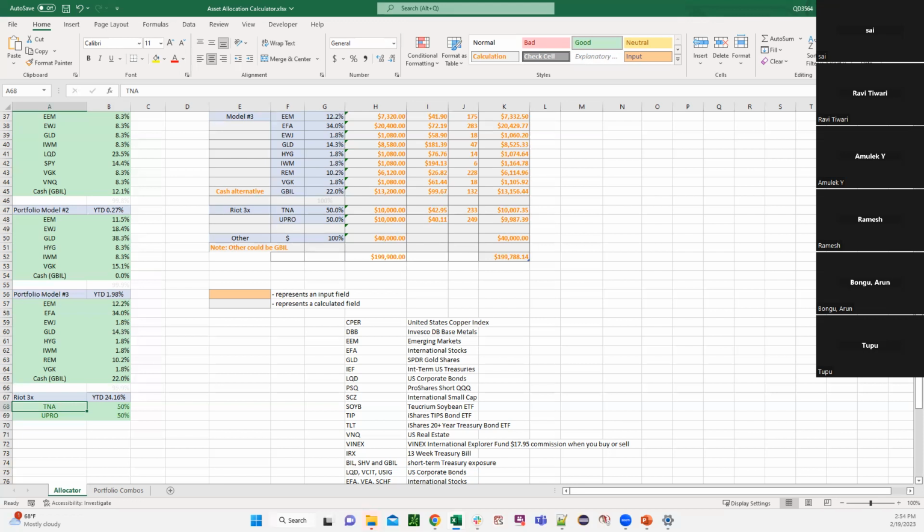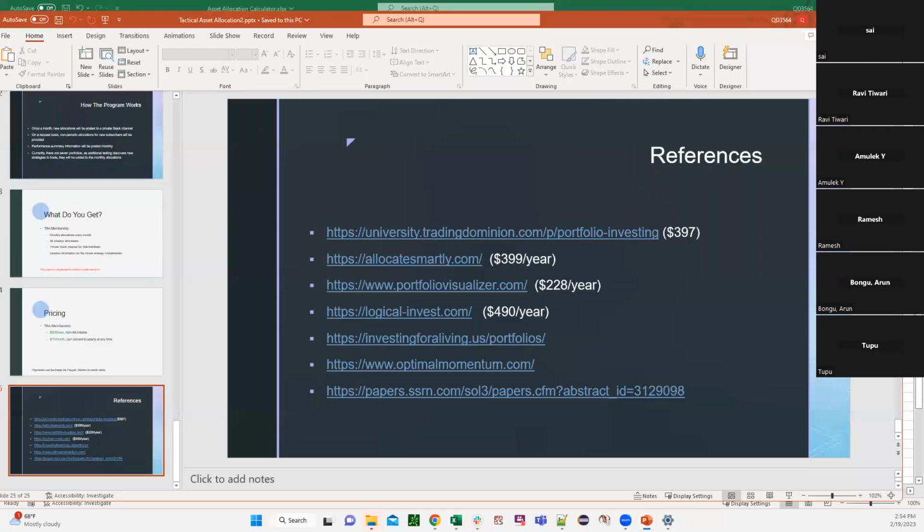Yeah, that's what I was thinking. Okay, got it. Take a look at, let me get the name of that for you. Take a look at logical-invest.com is one. And another one is allocatesmartly.com. Take a look at both of those, and those are using different algorithms to build portfolios.